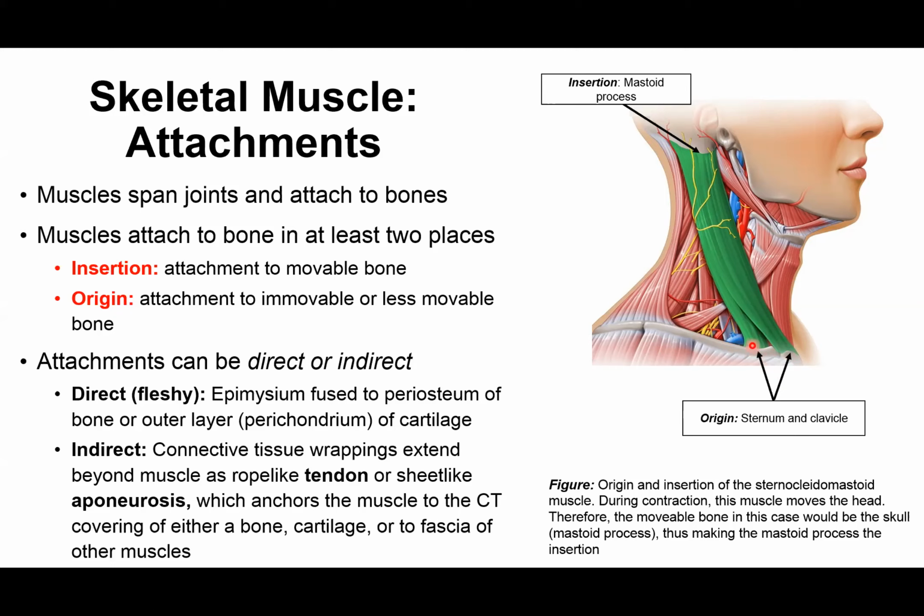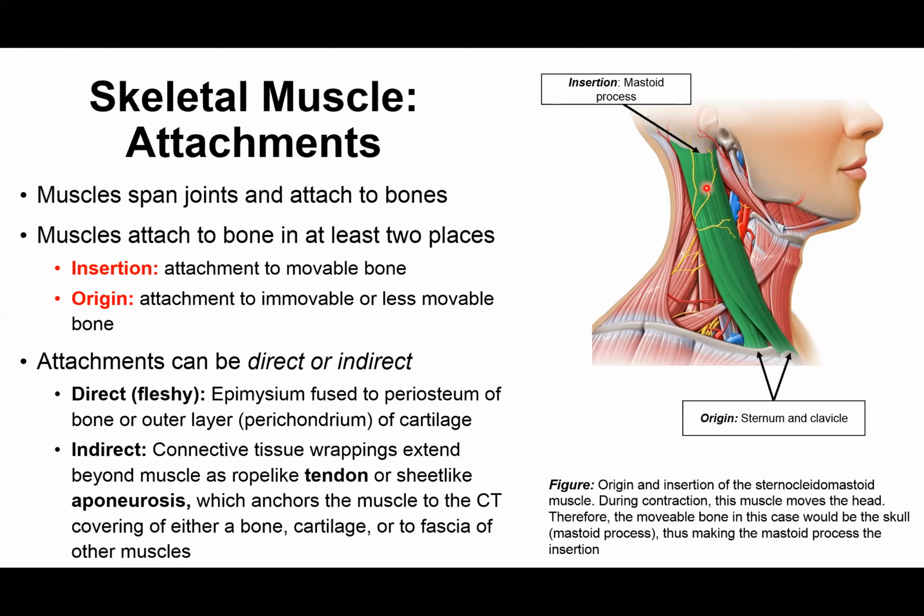The insertion happens to go onto the mastoid process, which is located on the temporal bone, if you guys remember from lab. And the insertion, again, refers to the bone that's going to move whenever the muscle contracts.